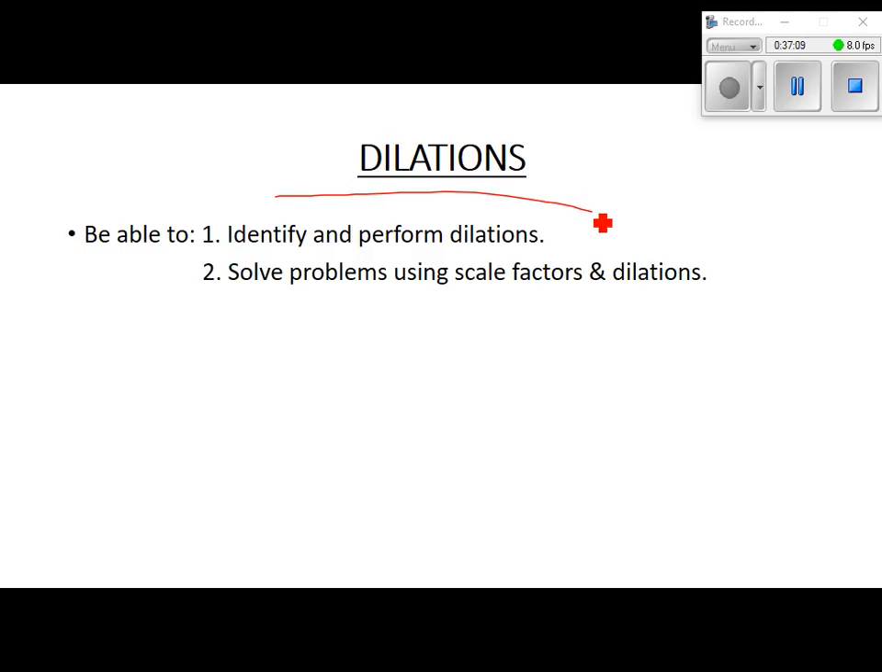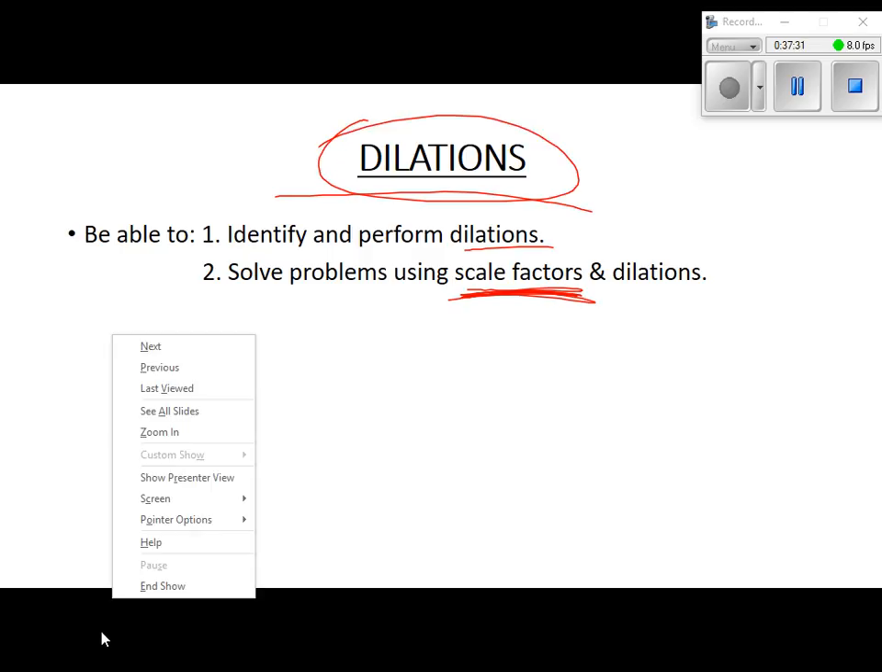So what we're going to do is be able to identify and perform dilations. Remember dilations, you get bigger or smaller. Solve problems using scale factors. That's probably the hardest thing that we're going to do today, is dealing with scale factors. A lot of people don't ever seem to understand when you're looking at a scale factor. So again, just write down dilations. That's the title.